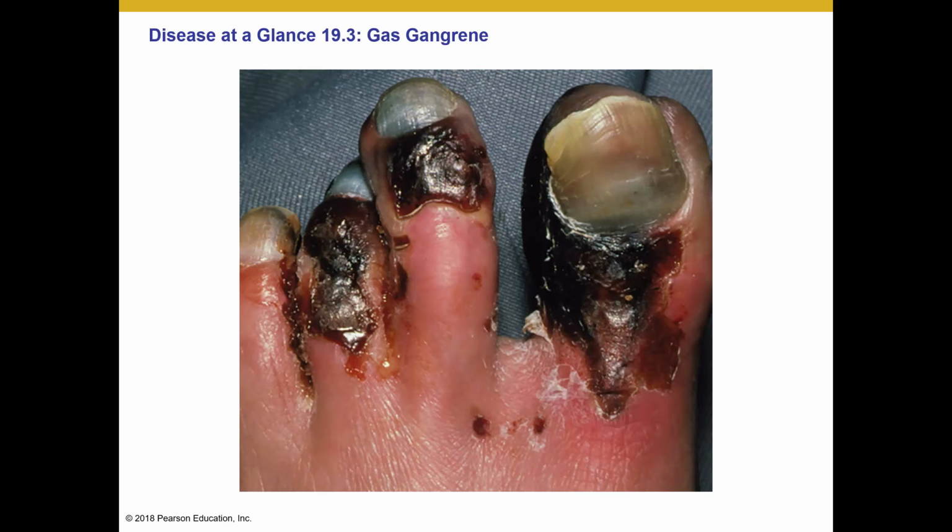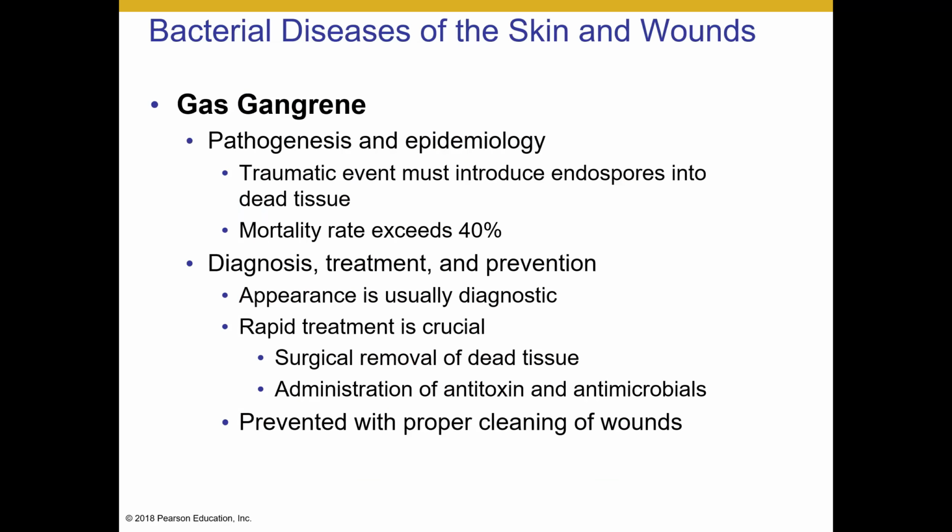The bacteria produce multiple toxins, some of which destroy cell membranes and connective tissue. This leads to rapid muscle and tissue death. The lack of oxygen in damaged tissue creates an ideal environment for these bacteria. This overview emphasizes how serious gas gangrene is.